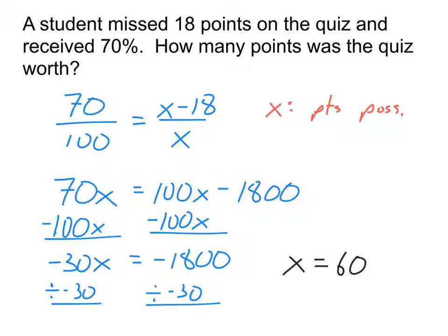Now, this problem didn't ask for how many they got right, but notice if you do 60 minus 18, that would give us 42. So it actually tells us they got 42 right. So we also could have figured that out from that information. But again, that's not what the question asked for, just showing that we could know that as well.